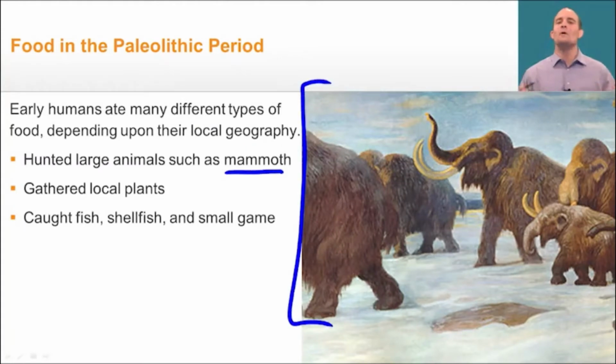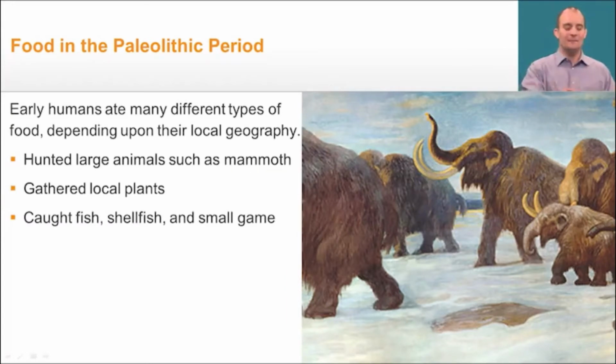Now, they would use all parts of the mammoth. They would use the fur for either clothing or for shelter. They could use the tusks for weapons or to help them build a shelter. And obviously, they would use all the meat from the mammoth to eat.